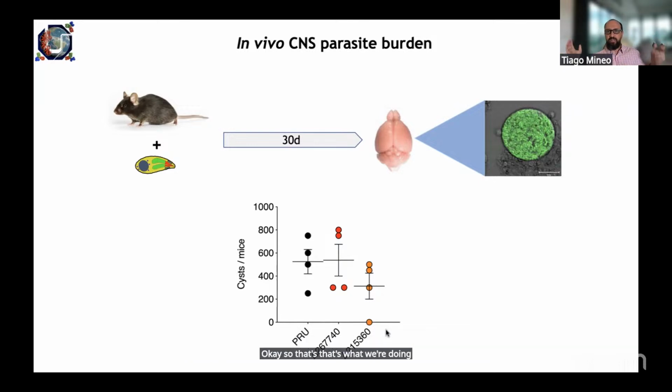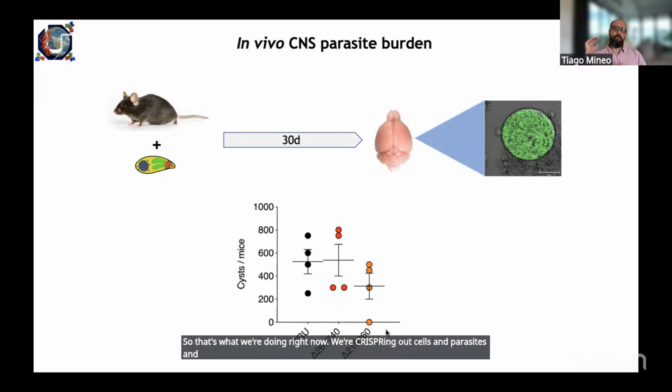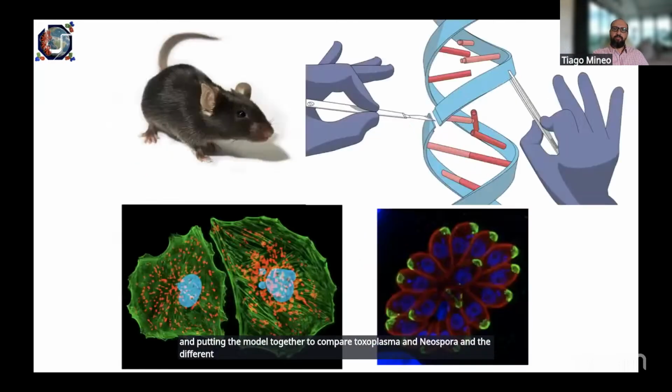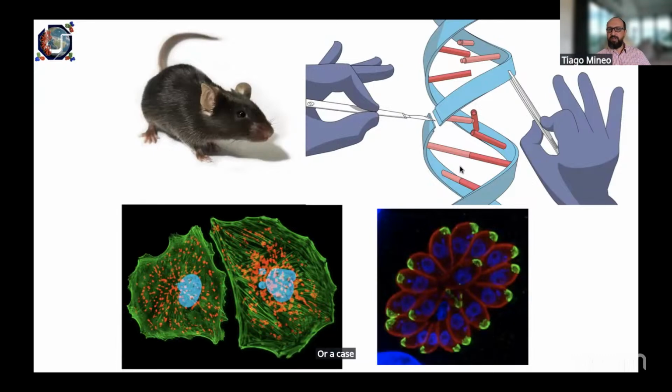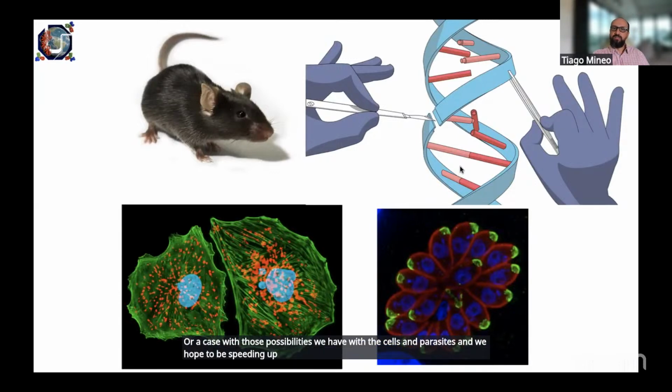We're CRISPRing out cells and parasites and putting the model together to compare Toxoplasma and Neospora and the different factors. I think genomic editing has helped a lot our case with the possibilities we have with the cells and parasites, and we hope to be speeding up research towards finding immunobiologicals or therapeutics that can be effective against both infections.